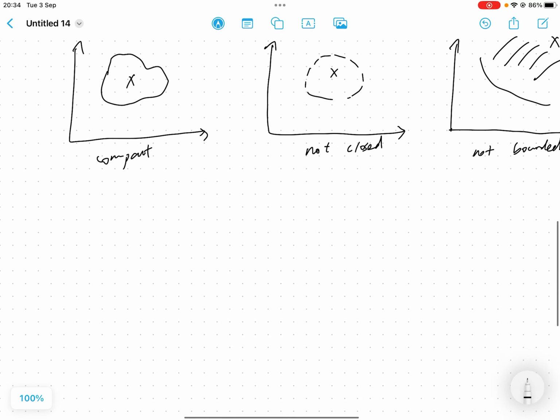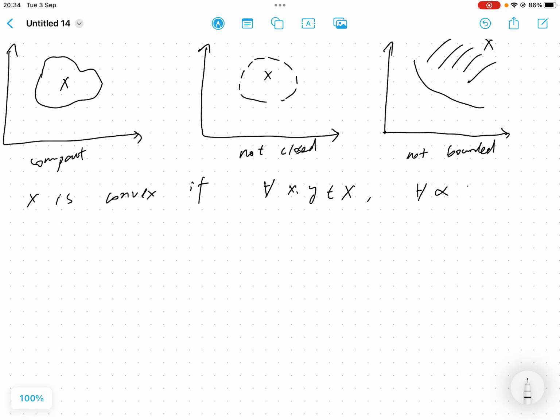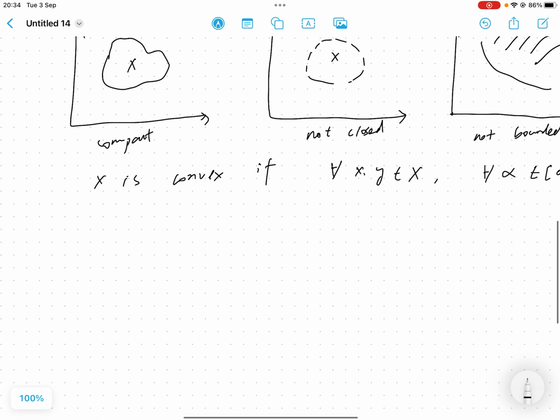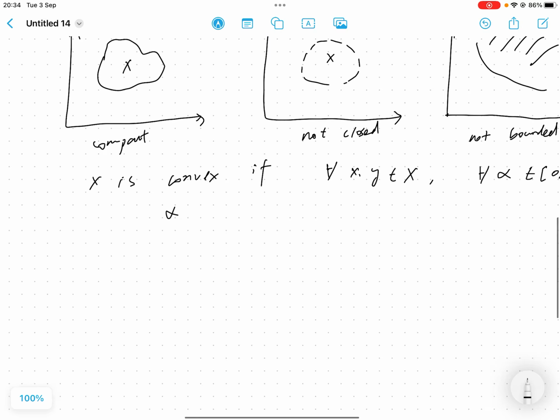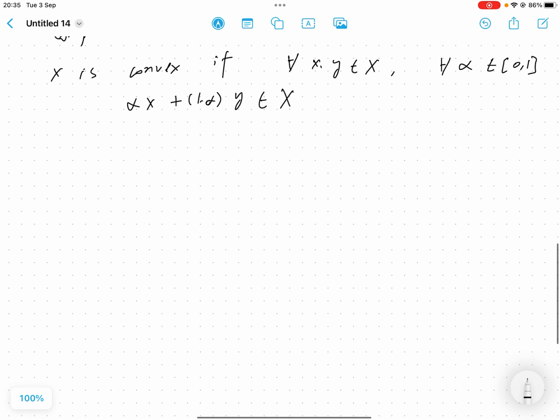We also introduce the convexity of a set. X is called a convex set if for any two points x and y in set X, and for all real numbers alpha between 0 and 1, any convex combination of x and y, with alpha and 1 minus alpha as their weights, so the weighted sum, is still in the set X. Then we call X a convex set, for any x and y and any alpha.